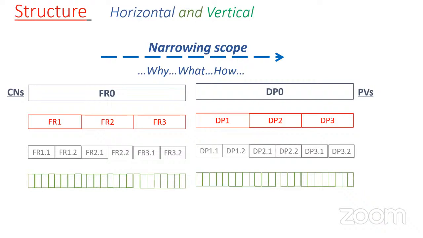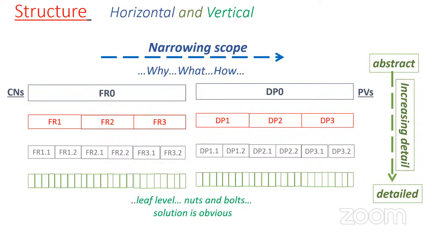Anyway, the idea is here I can keep decomposing. I'm going to decompose it down to the leaf level, nuts and bolts, to where the solution's obvious. We get it down to some level where we can figure it out. Abstract to detail. Often as engineers, we like the details, and we're jumping in down at the detailed level before we really figured out what the whole thing is.